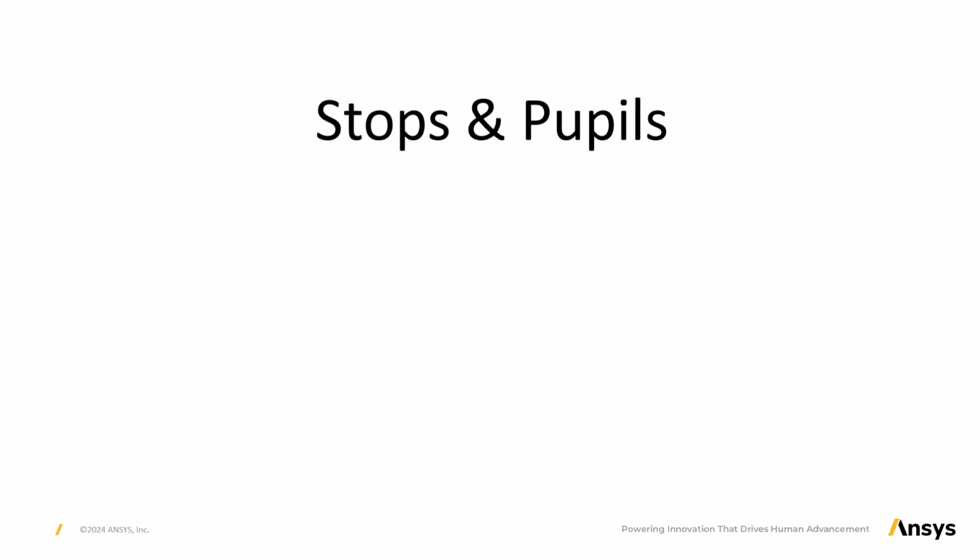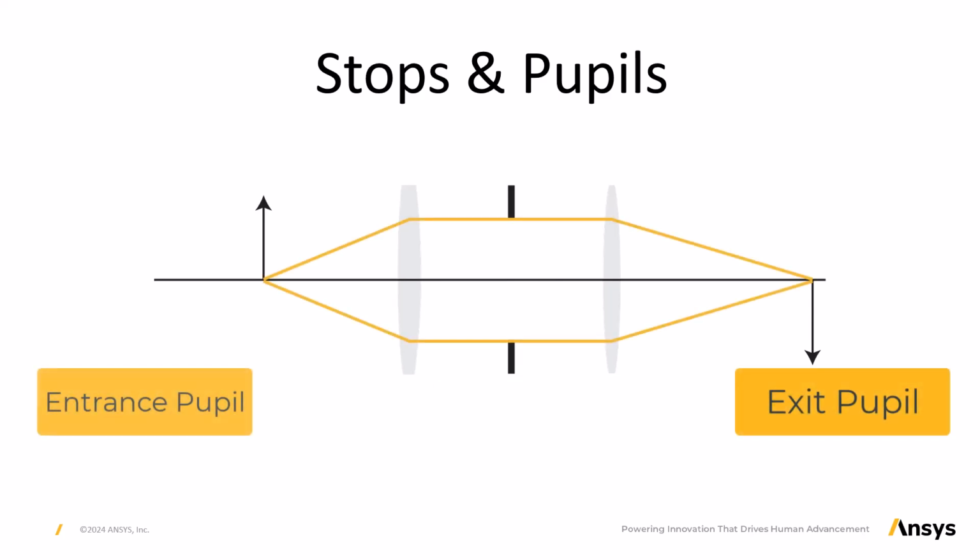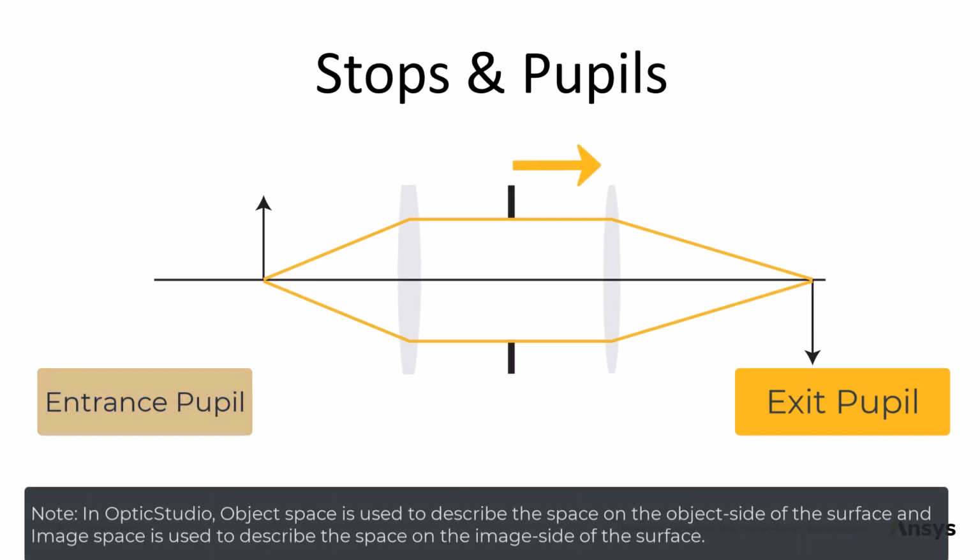All optical systems are limited in aperture by one or more components, but the aperture that most limits the on-axis bundle of rays is called the stop surface, or the aperture stop. This is a real physical object in your system, like a lens mount or iris aperture. Then, there are two accompanying concepts to the stop, the exit pupil and the entrance pupil.